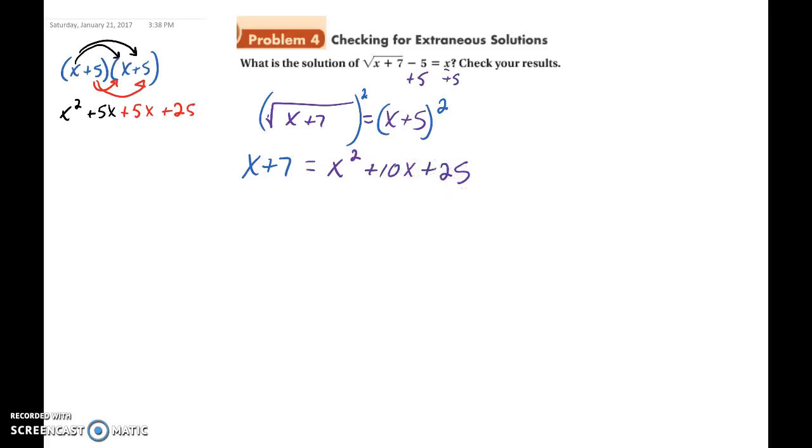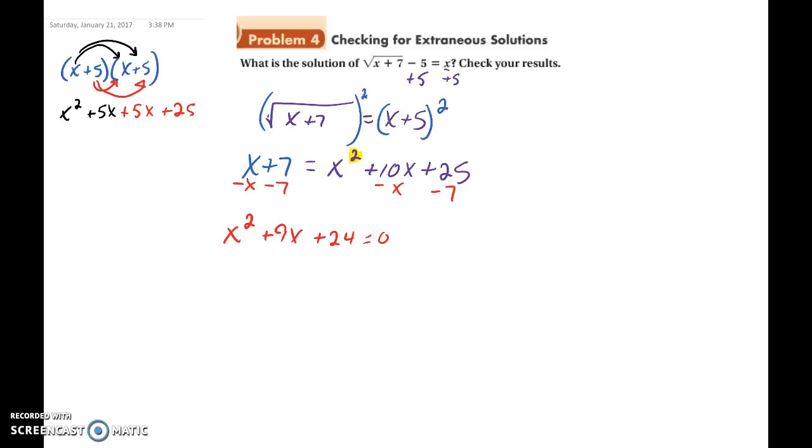Now, ask yourself, what type of equation do we have? We have a quadratic equation because we have an x squared. And we have to set this equal to 0 in order to solve. So we need to subtract over x and subtract over 7. So we'll get x squared plus 9x plus 24 is equal to 0.